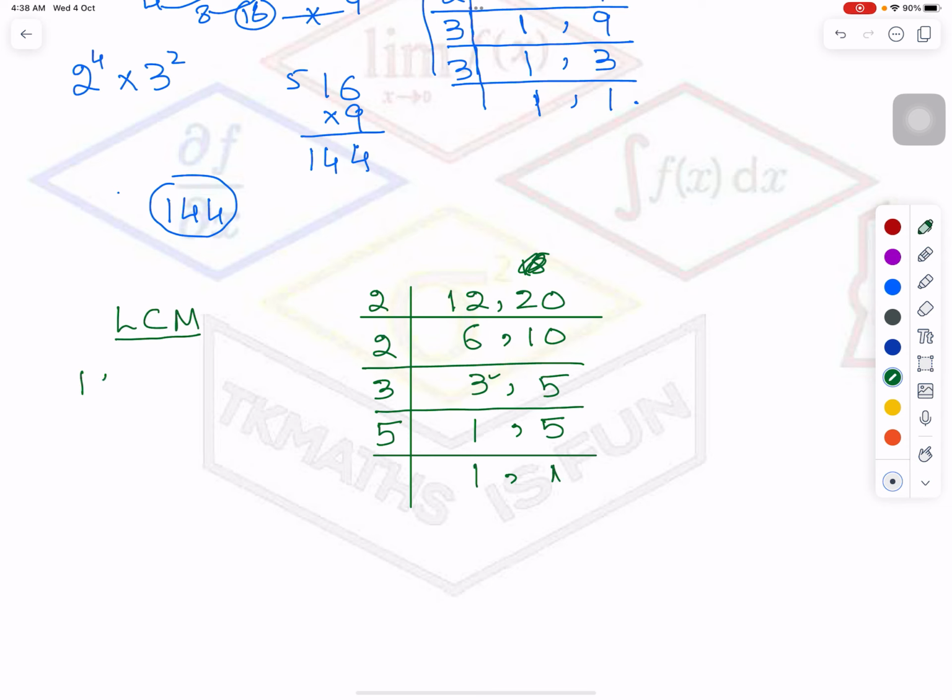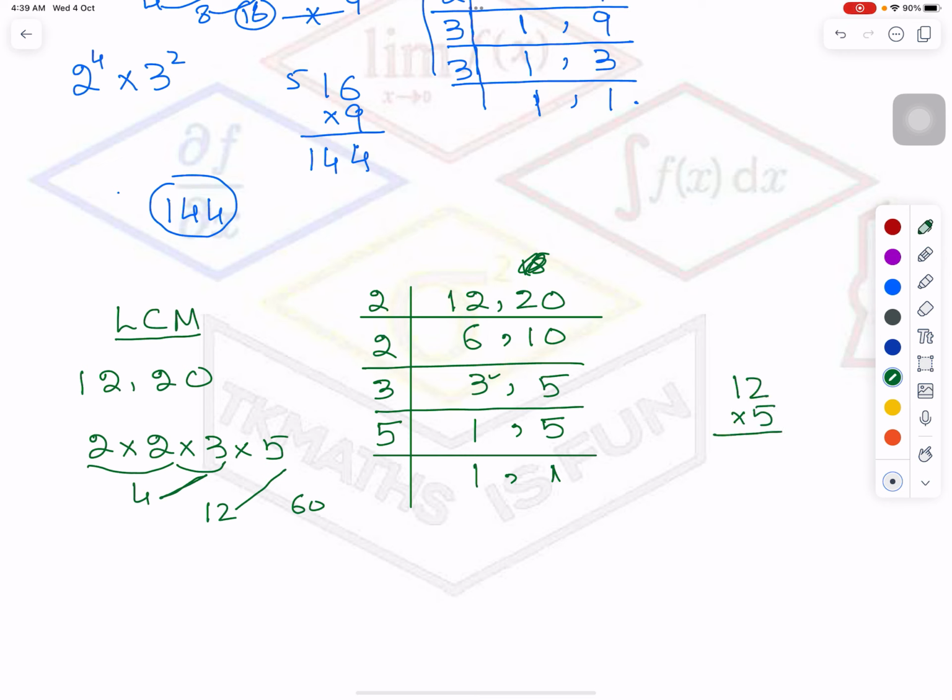So what is the LCM of 12 and 20? You will say 2 into 2 into 3 into 5. Now 2 2s are 4. 4 3s are 12. 12 5s are 60. If you don't know, you can simply multiply and check. 5 2s are 10 and 60. So LCM of 12 and 20 is 60. So this is called finding out HCF and LCM by the method of prime factorization, right?